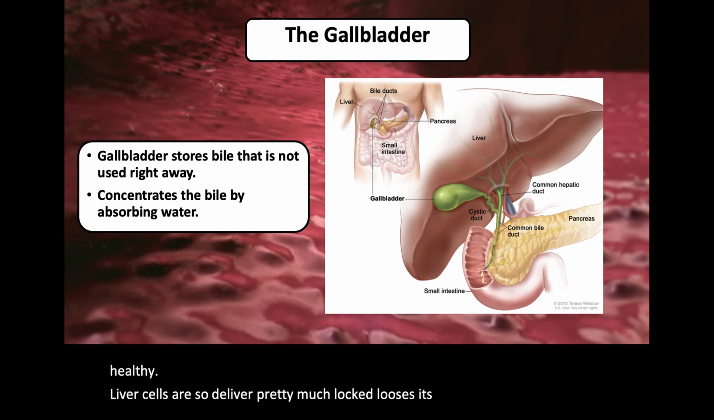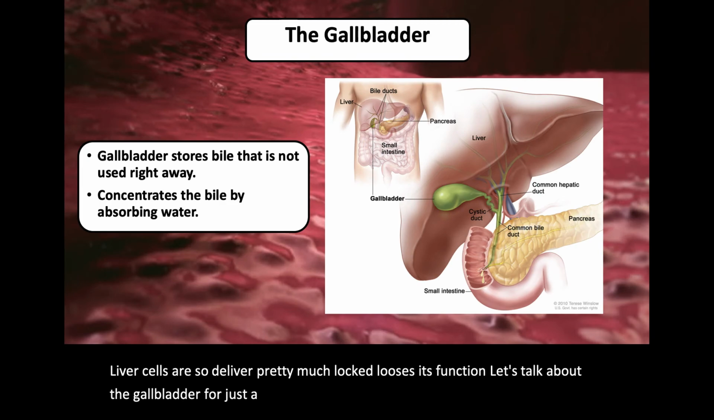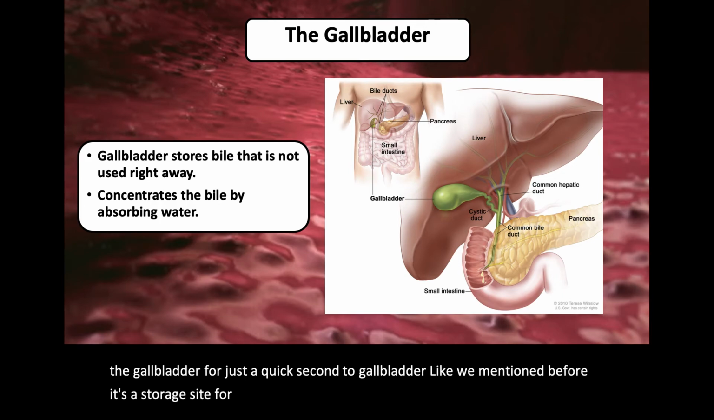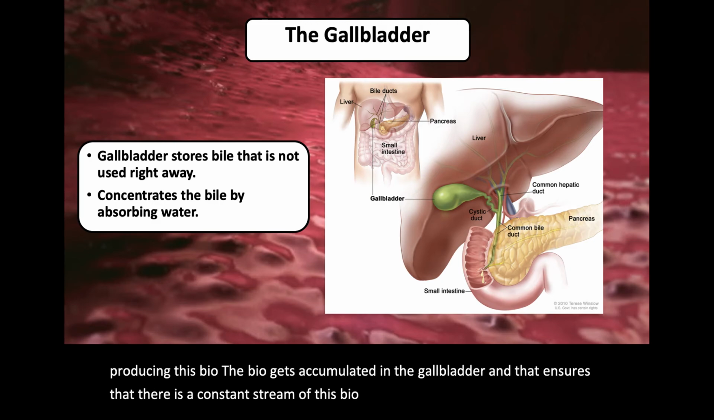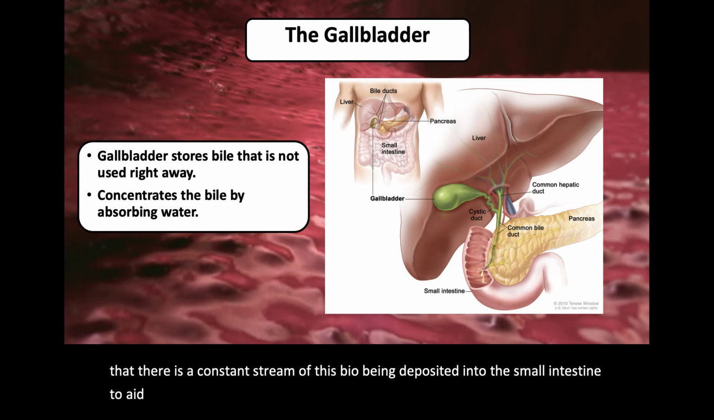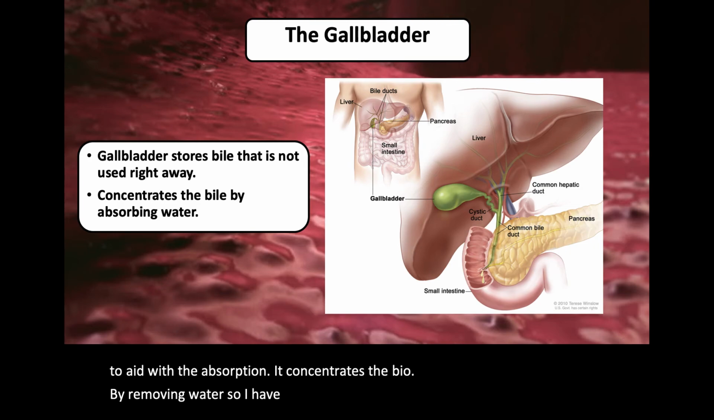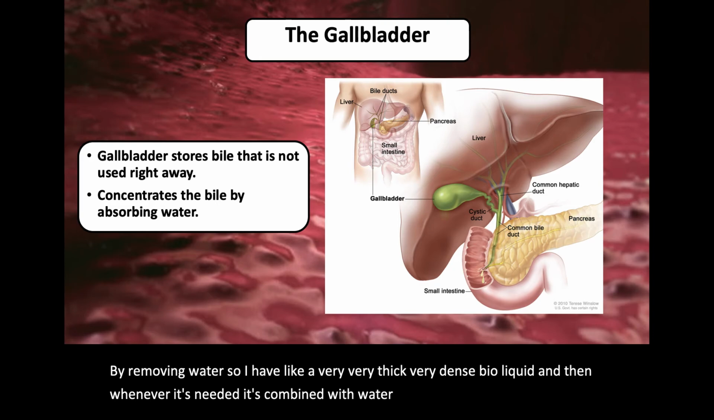Let's talk about the gallbladder for just a quick second. The gallbladder, like we mentioned before, is a storage site for bile. Whatever bile is not used right away, the liver keeps producing. The bile gets accumulated in the gallbladder, and that ensures that there is a constant stream of bile being deposited into the small intestine to aid with the absorption. It concentrates the bile by removing water, so I have a very thick, very dense bile liquid, and then whenever it's needed, it's combined with water once again, goes into its more liquid form, and is deposited into the small intestine.